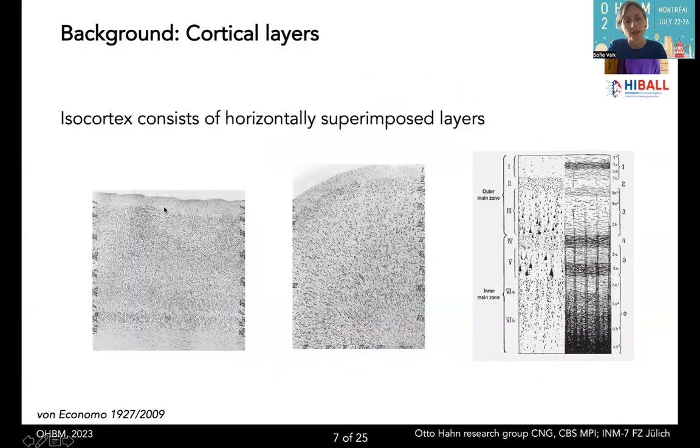As you may well know, the layering of the cortex is mainly based on a 6-layered isocortex of different cell densities and also different cellular distributions.